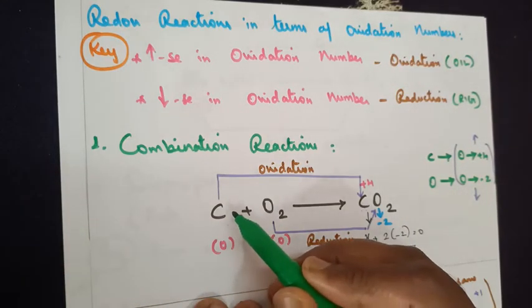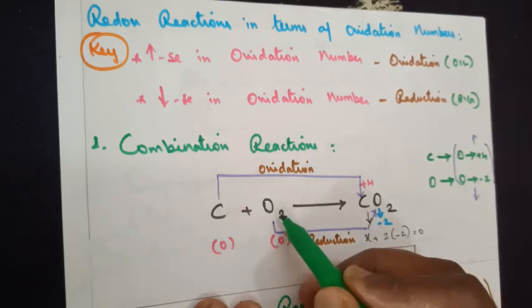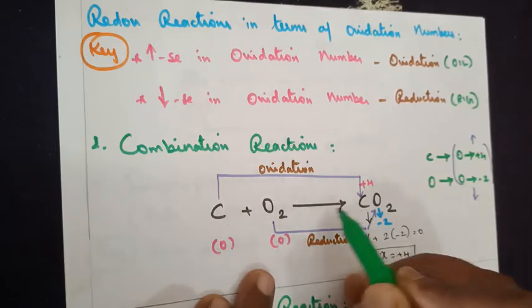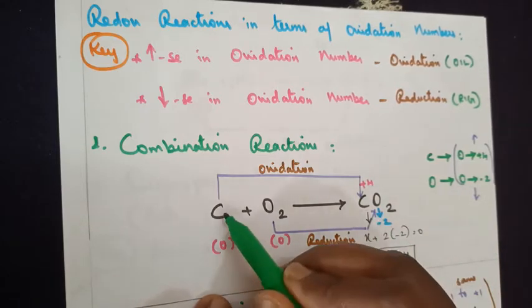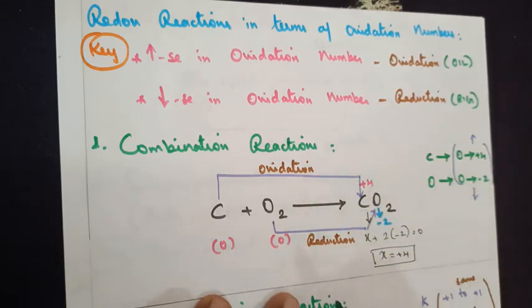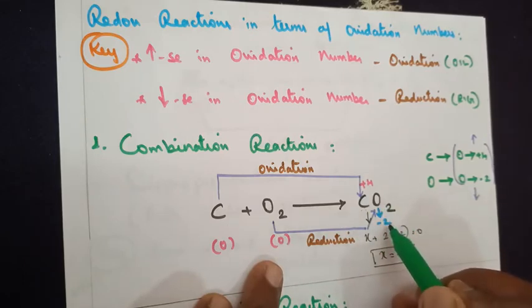Carbon is in its pure, elemental form, hence the oxidation number is 0. Oxygen in its elemental form, oxidation number is 0. So if you see on the product side, from 0, the oxidation number of carbon has gone up to +4. From 0, the oxidation number of oxygen has gone down to -2. How do we calculate this?